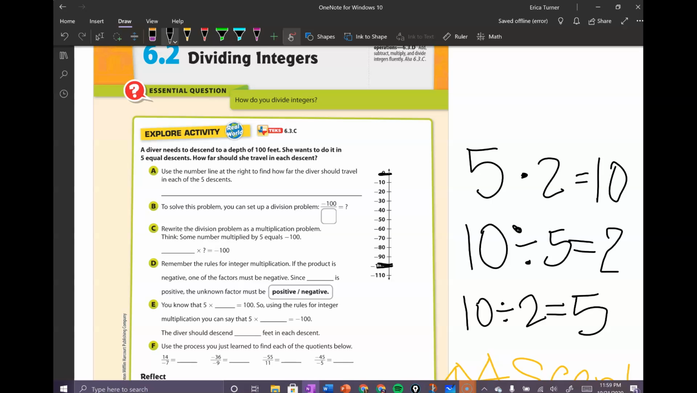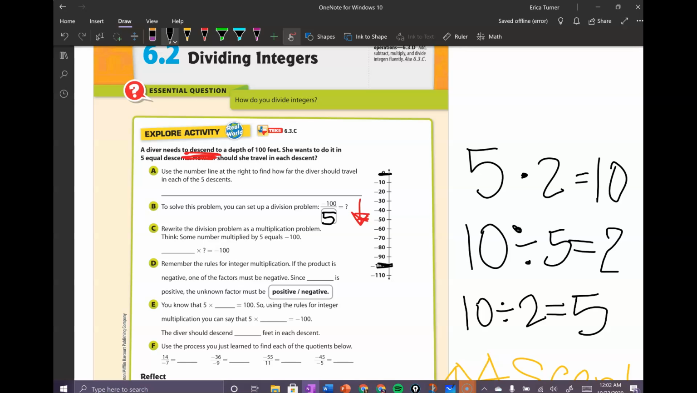I'm going to do negative 100 divided by 5. The reason that it is negative is because, remember, she's descending, and descend means down or a negative number. So that also means my quotient is going to be negative.